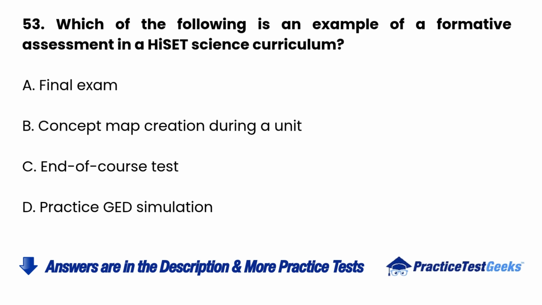53. Which of the following is an example of a formative assessment in a HiSET science curriculum? A. Final exam. B. Concept map creation during a unit. C. End of course test. D. Practice GED simulation.